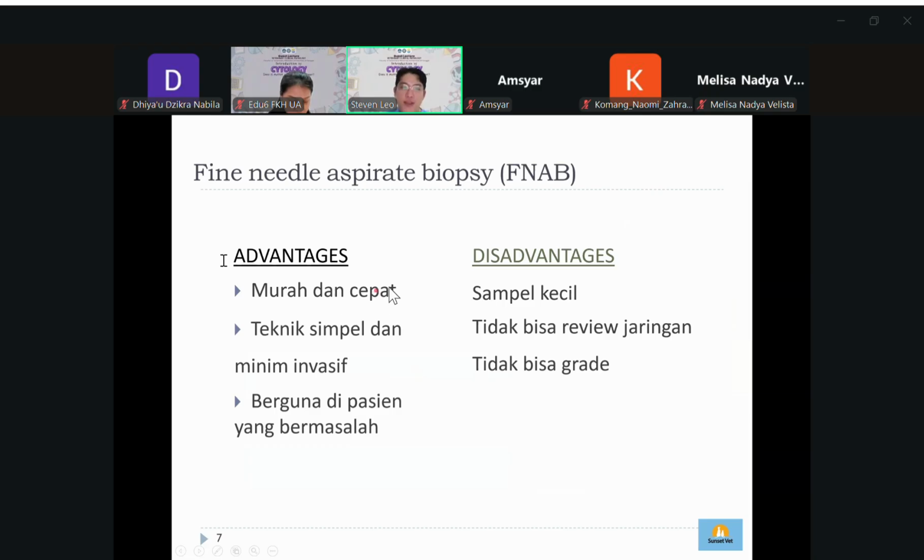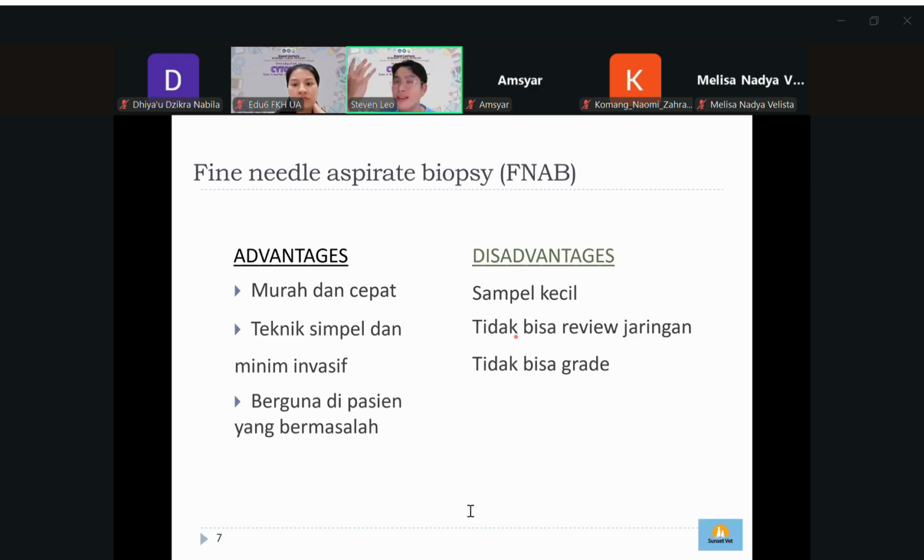The advantages are that it's cheap, fast, simple, and non-invasive, and you can get some answer: okay, what's going on? Is it inflammation? Is it cancer? Then there are the disadvantages: the sample is too tiny, so you cannot review what's going on there.